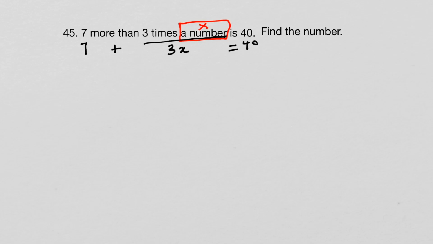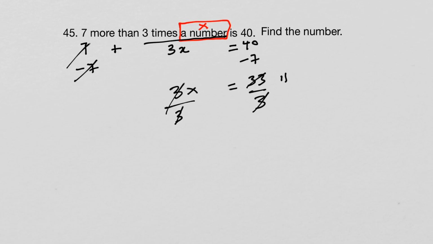Now, we solve for the x. Subtract 7 from both sides. This will give us 3x equals 33. Next, we will divide both sides by 3. The 3 will cancel out. 33 divided by 3 is 11. Therefore, the number is 11.